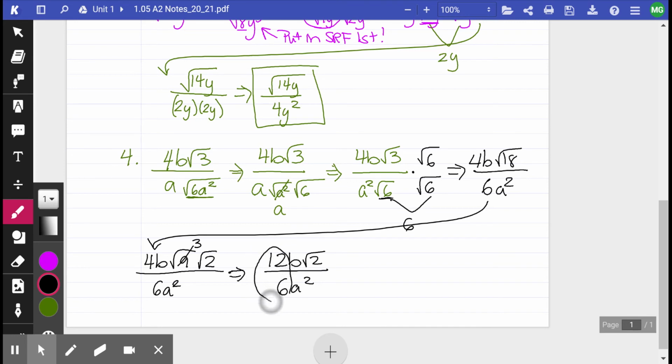And then I have this 12 over 6 I can reduce. 6 goes into 12 twice and into itself once. So 2b rad 2 over a squared.